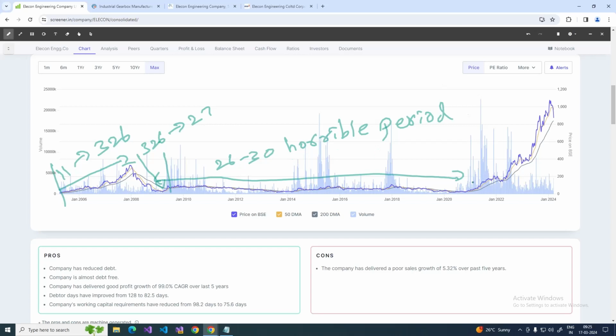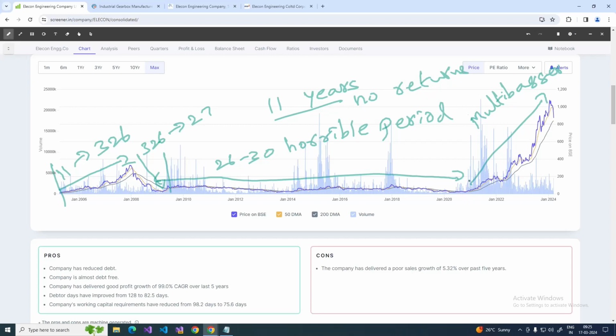So from 2020 the price increased. So here it is a multi-bagger stock. If you want to invest in any stock for the long term, then we need to analyze at least 10 years. If you observe this one, here 11 rupees to 326, this is the multi-bagger, but here horrible returns from 326 to 27 rupees. Then 2009 to 2020, the price is constant. So how many years? Approximately 11 years. So no returns.